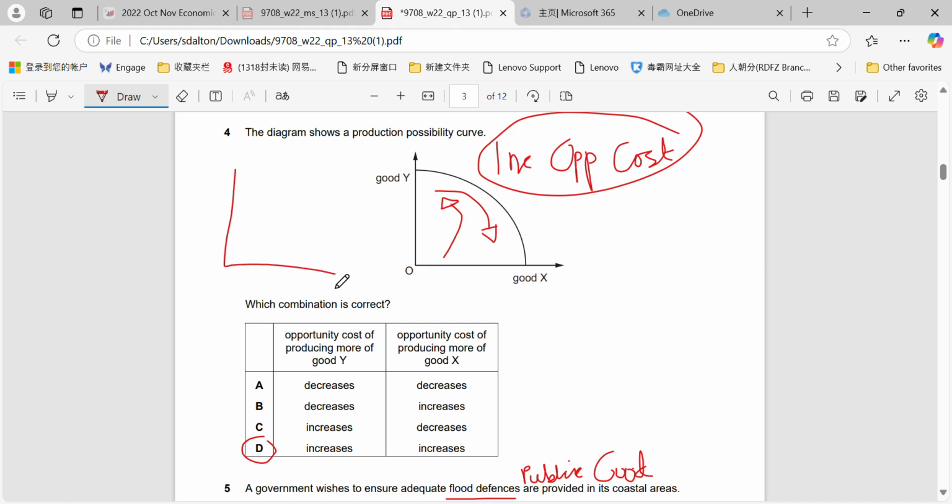Remember, there's only one other type of PPC we can get, and that is a straight line PPC, which shows a constant opportunity cost. Okay, which does not increase as we move further along in our production of one good or the other.